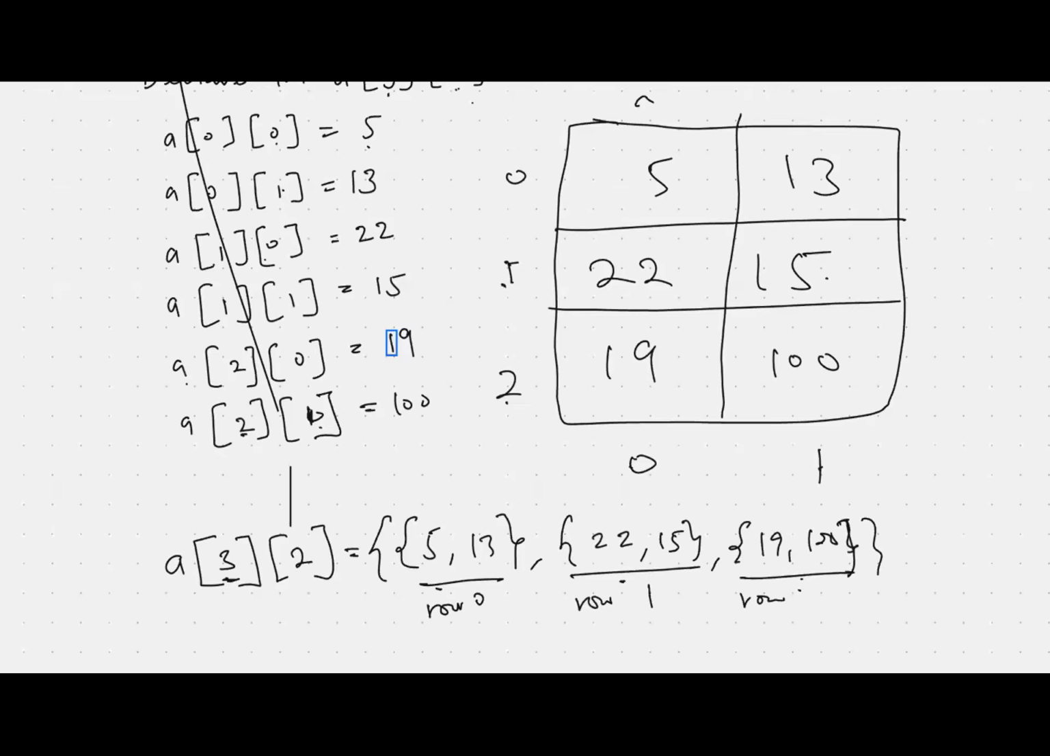Then in each of the 3, you have 2 item sets. So column 0, column 1, column 0, column 1, column 0, column 1. So basically, that's the understanding. Is it clear now?